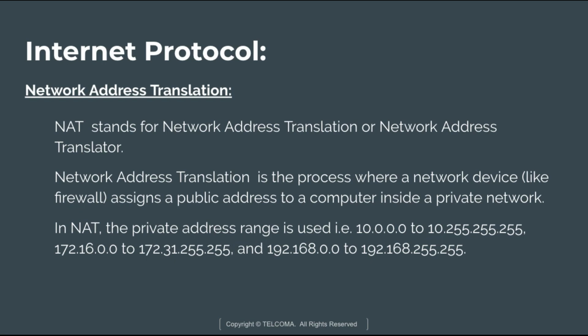In NAT the private address ranges are used. For class A it is 10.0.0.0 to 10.255.255.255. Class B is 172.16.0.0 to 172.31.255.255, and the class C addresses are 192.168.0.0 to 192.168.255.255. So these are the private address ranges of class A, class B and class C.